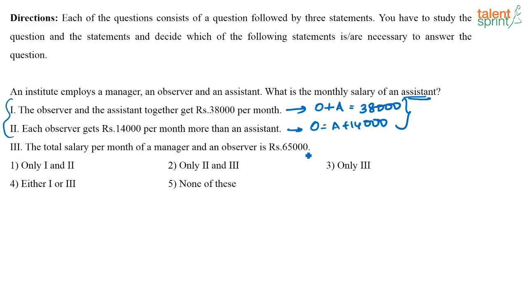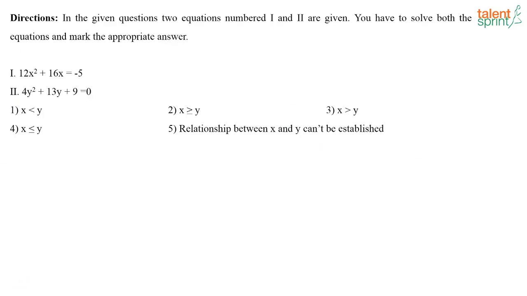Now let us look at statement 3. The statement says the total salary per month of a manager and observer is 65,000. Here they are giving salary of manager plus observer is 65,000. So using this statement, I cannot arrive at the answer. I need the salary of the assistant, or I have to find the value of A. So if I use statements 1 and 2, I'll be able to arrive at the answer. So the correct answer here is that only 1 and 2 are enough. Option 1. Next one. Everybody got it correctly.